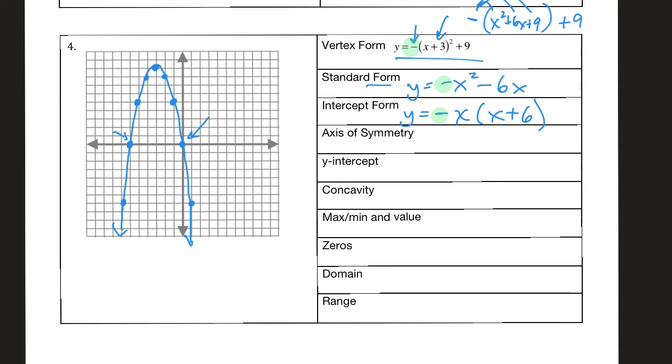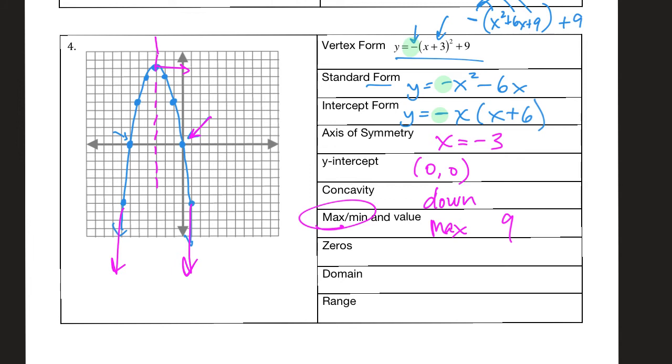The axis of symmetry has to go straight down through the middle of this parabola, so this will be x equals -3. The y-intercept, again, I can see it right here. It's at 0, 0. This is concave down. It opens downward. This one has a maximum value, again, because these go down forever, and that maximum value is at 9.